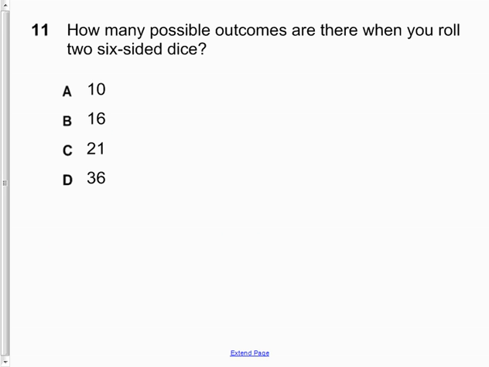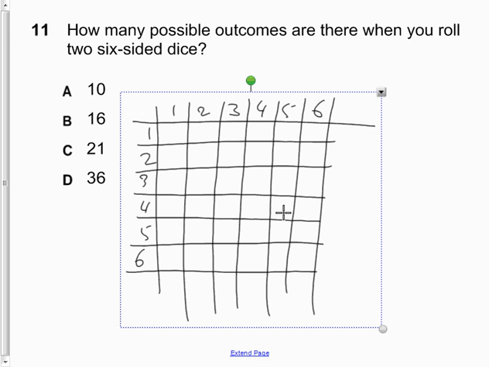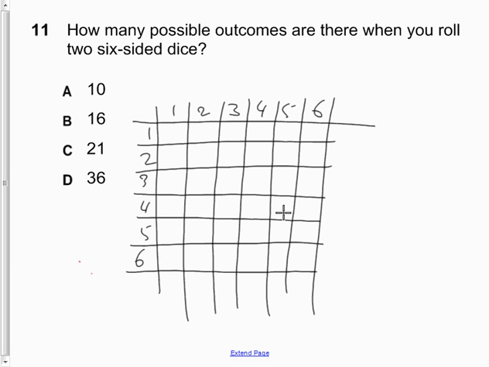Question 11 says, how many possible outcomes are there when you roll 2 6-sided dice? And again, if I right-click here and paste that, there is my table that shows all of the possible outcomes. So how many possible outcomes are there when you roll 2 6-sided dice? There are 36 possible outcomes. D.